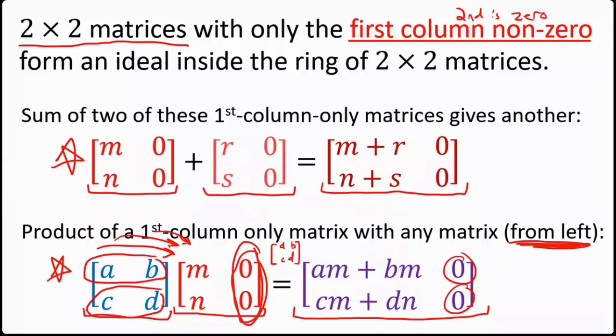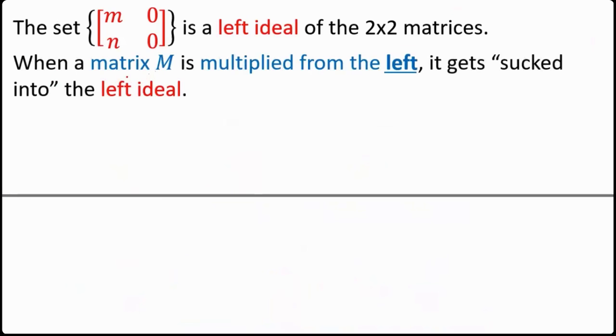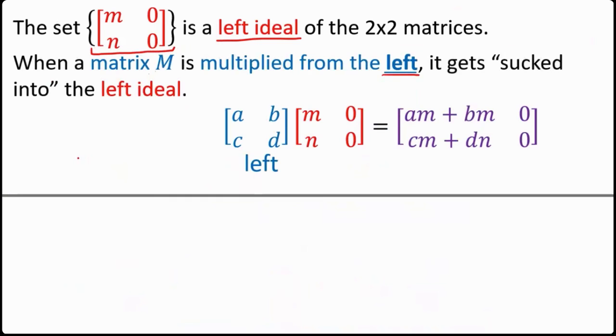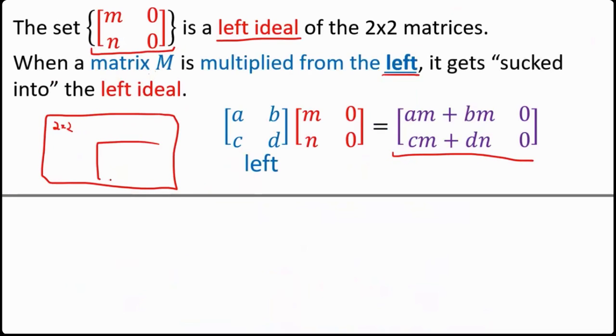So this is what we call a left ideal: matrices that look like this in the larger set of 2 by 2 matrices. This set of matrices that look like this is a left ideal. If we multiply from the left, it gets kind of sucked back. So if this is our 2 by 2 matrices, and in here we have our matrices that look like this, if we have this and this and we multiply them, we get sucked back into the ideal from the left only.